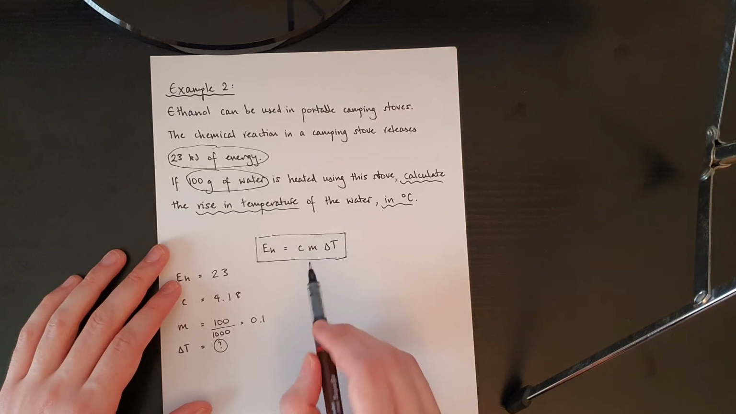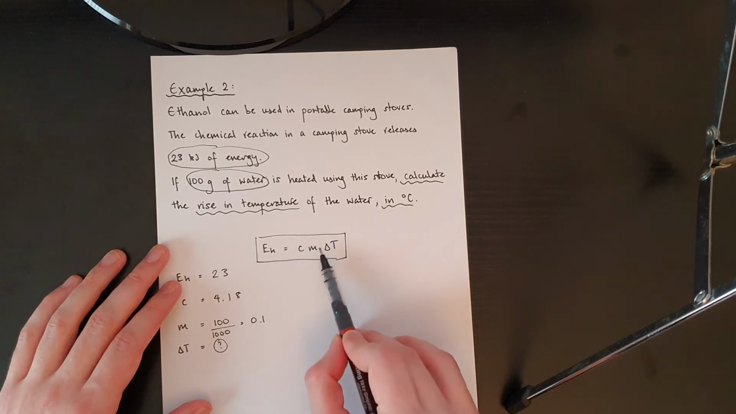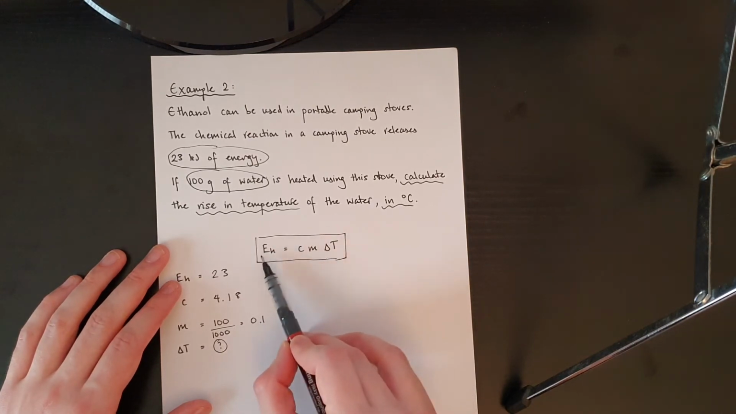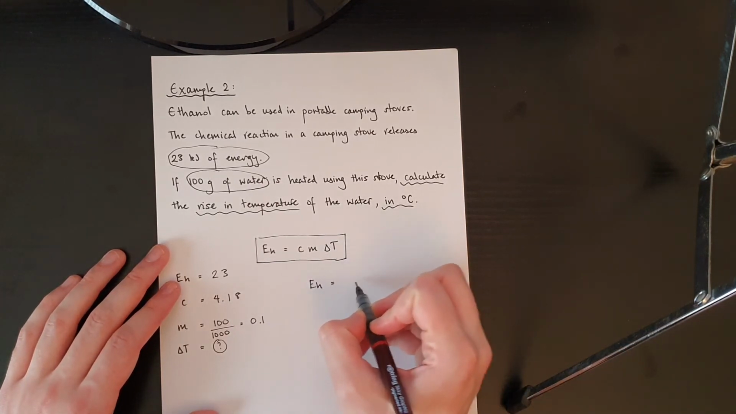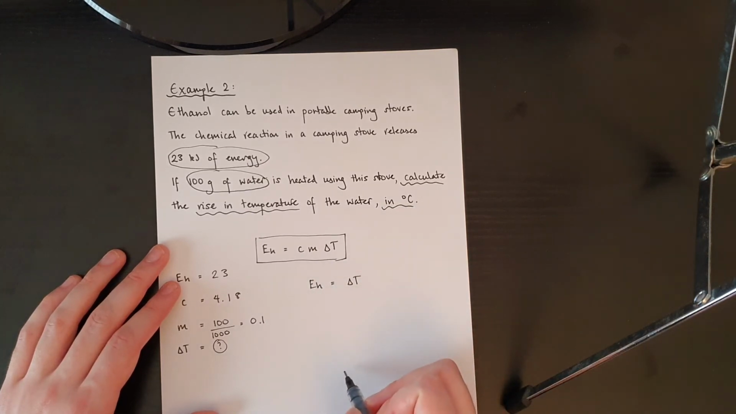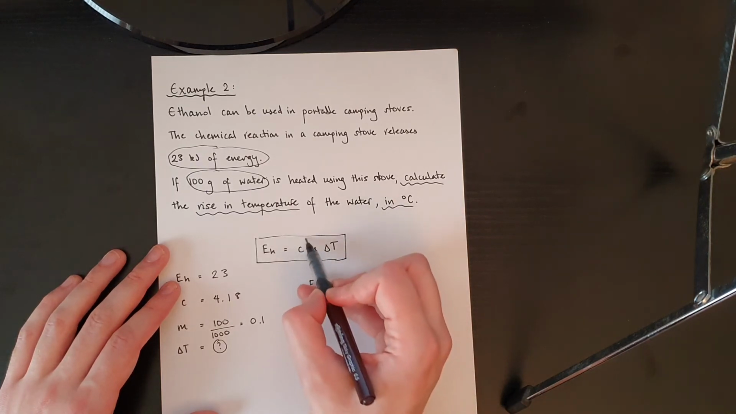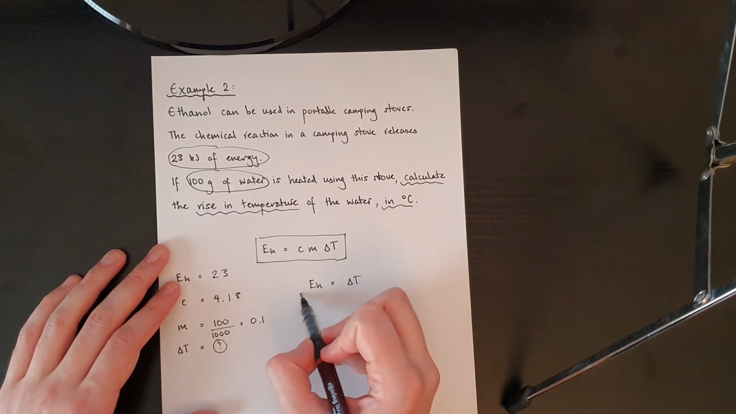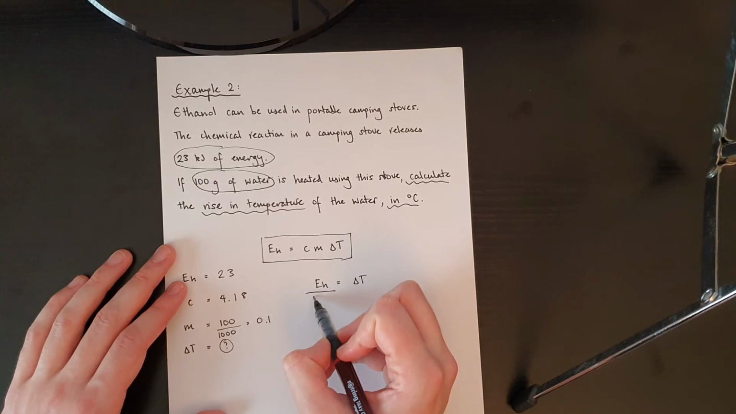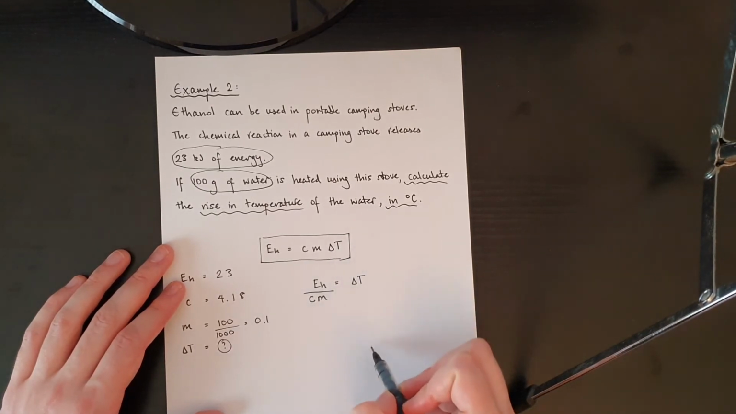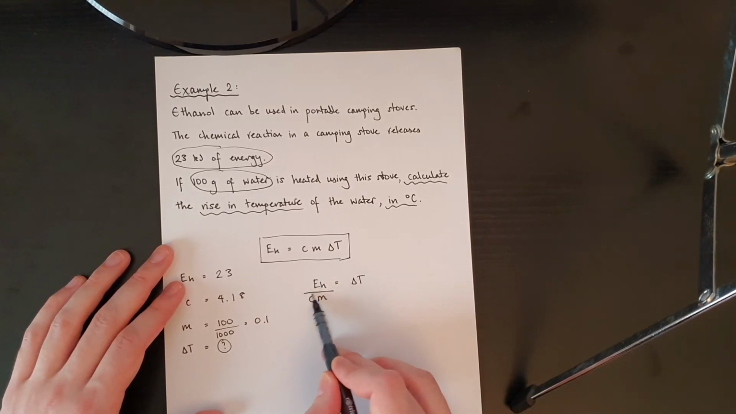So basically what I mean is, any operator on the right-hand side that I want to move over to the left, whatever it was doing on the right-hand side, I need to do the opposite with it on the left. So for example, EH stays where it is, and I want delta T on its own. Right now, C and M are multiplying delta T, so if I take them over to the left-hand side of the equation, they are now going to be dividing EH, because they were multiplying on the other side. So I can do them individually. I can take the C over, and I can take the M over. And now, I can say that delta T equals EH divided by CM.